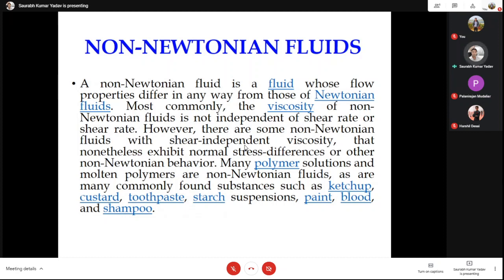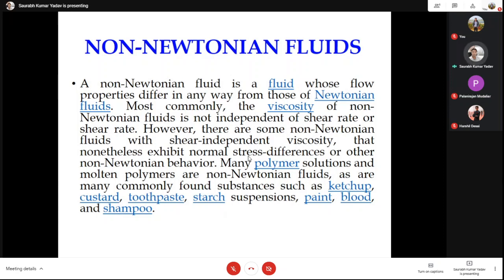Many polymer solutions and molten polymers are non-Newtonian fluids. There are also many commonly used substances such as ketchup, custard, and toothpaste. Toothpaste is one example of a non-Newtonian fluid. In paint, we add polymers, and from the polymers it becomes non-Newtonian. Blood is characterized as a non-Newtonian lubricant. It is a different class from Newtonian fluid.